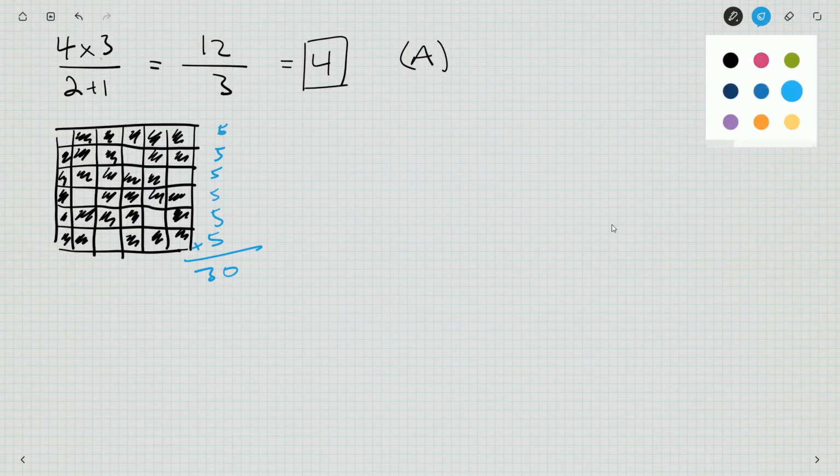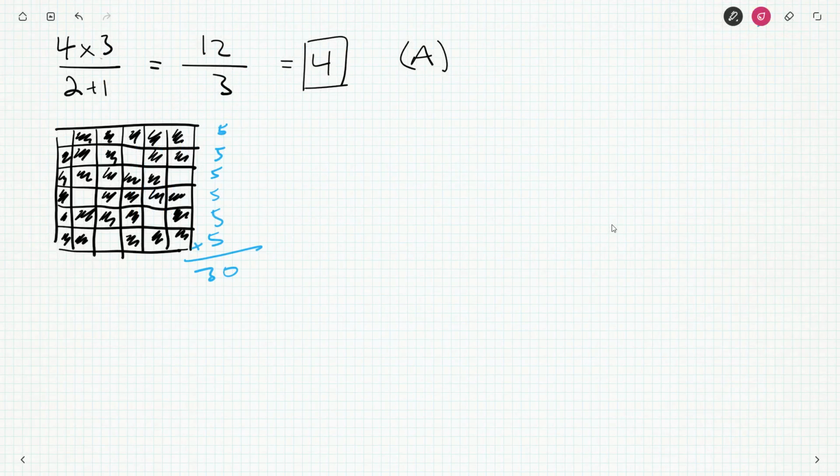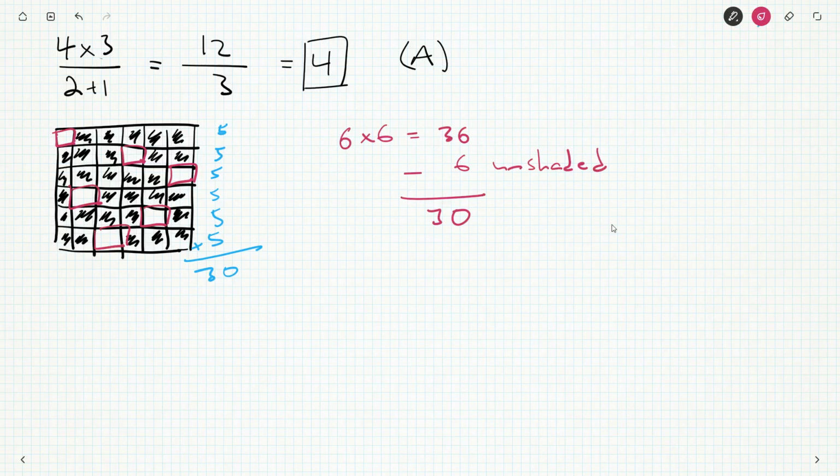Or, as I say, I could just count the unshaded squares. There's 1, 2, 3, 4, 5, 6, and I know in total there's 6 times 6. So 36, subtract the 6 unshaded. And I get 30 this way.